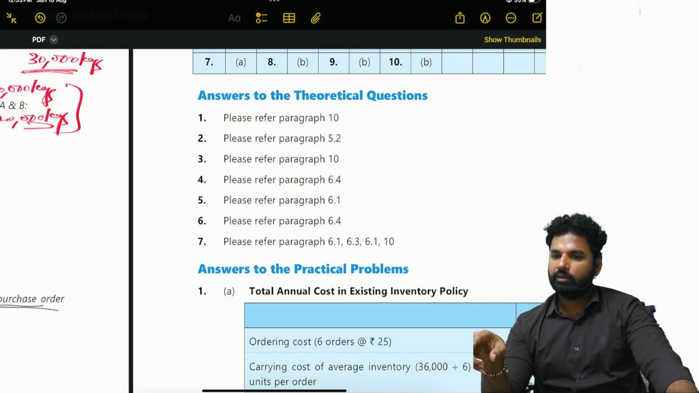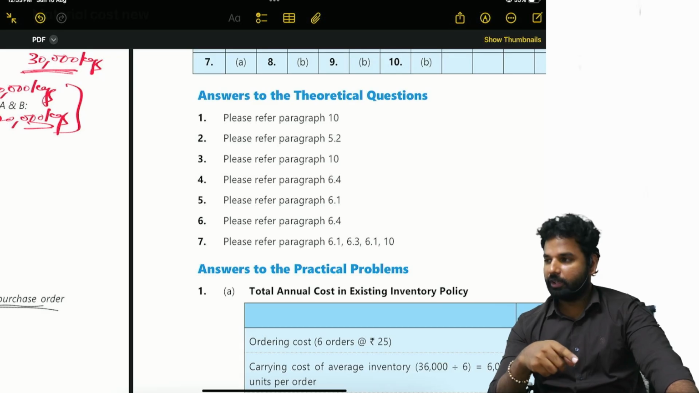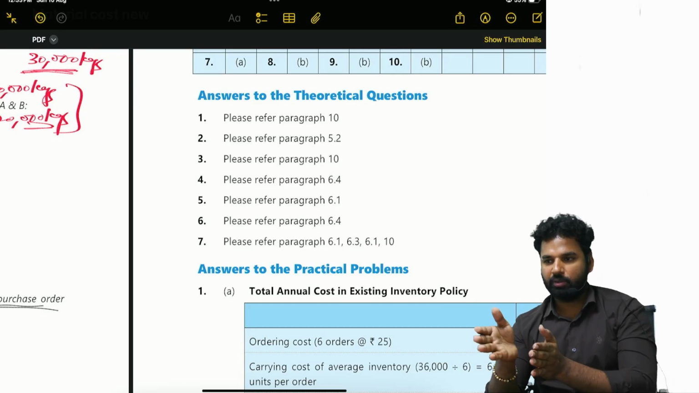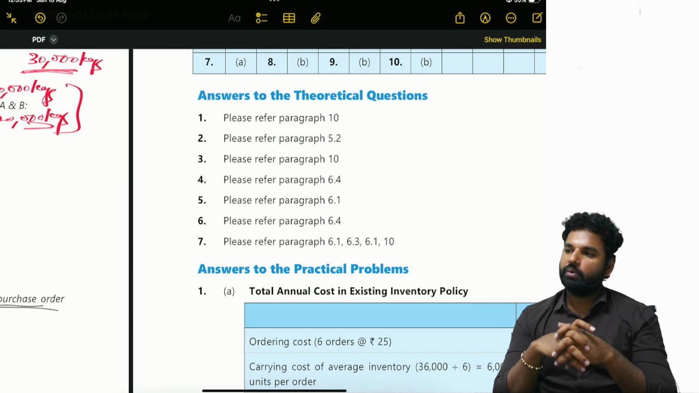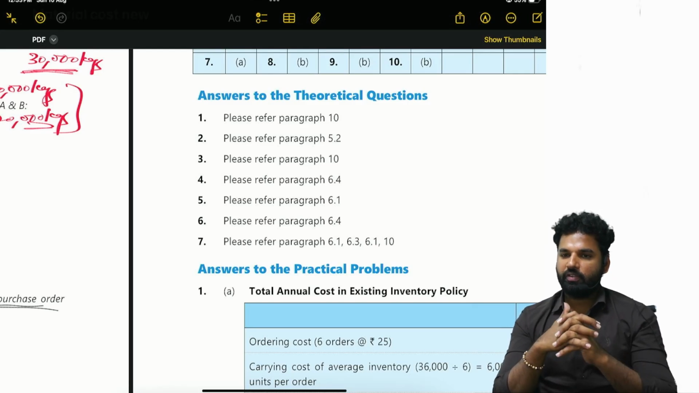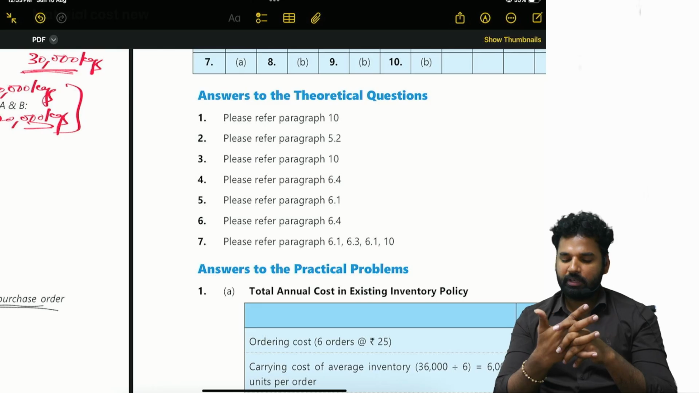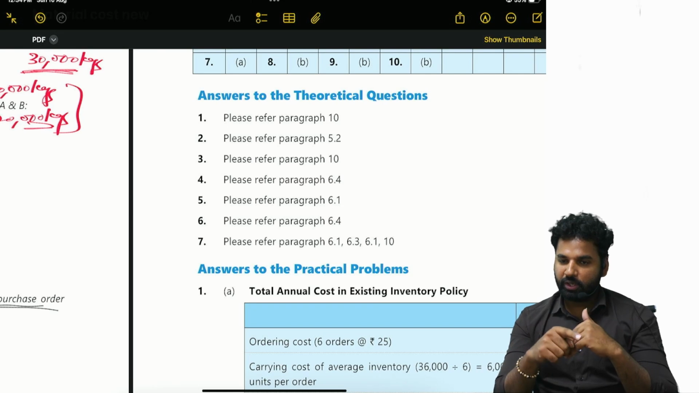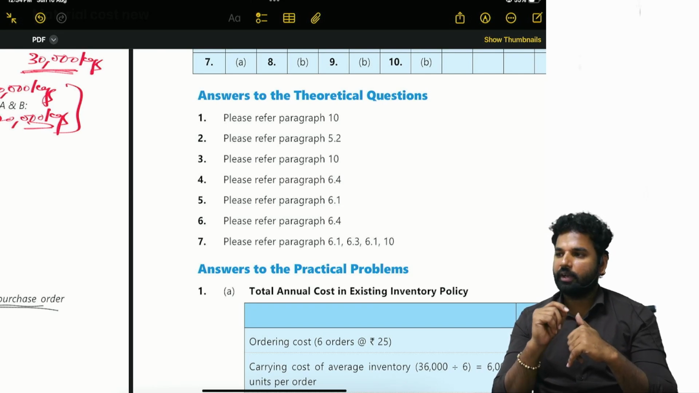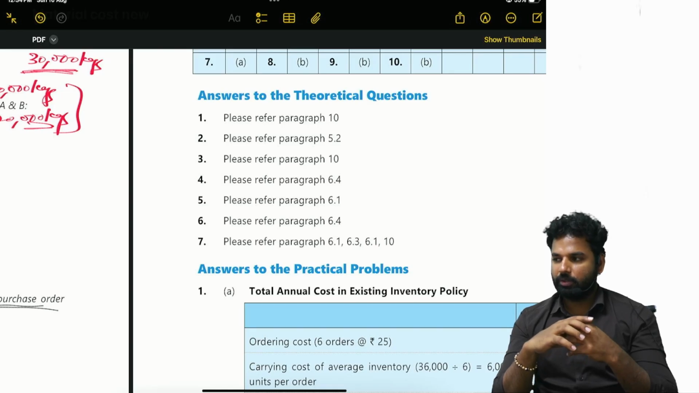Later on, we have seen goods that are perishable in nature. This is a different model; the remaining models are common. Here the goods are perishable, so when you place an order for the raw material, it will last for only 10 days or 15 days or 20 days or whatever. This is very much important. This is a recent insertion made by the ICAI, on perishables. So we may expect a question from this area.